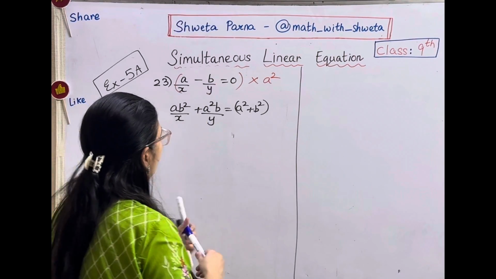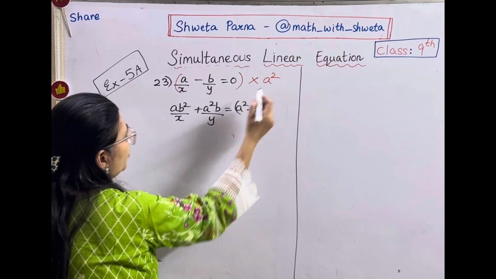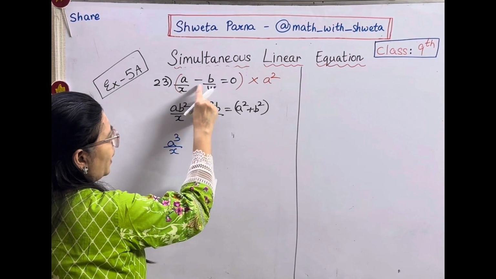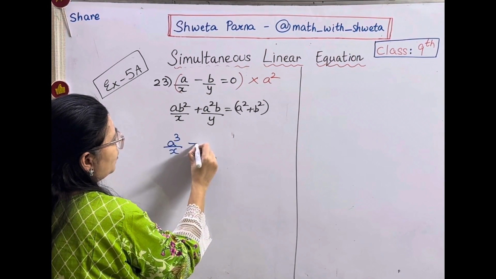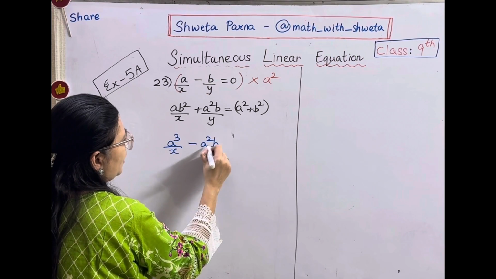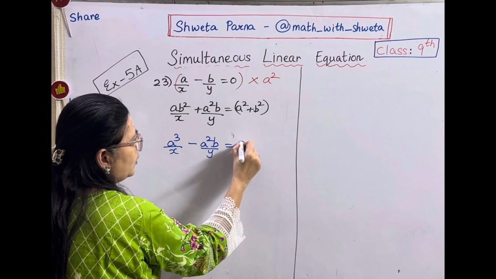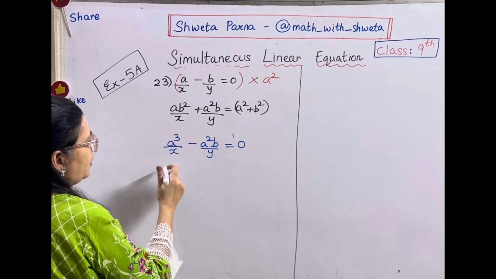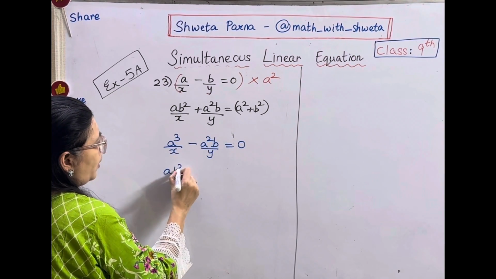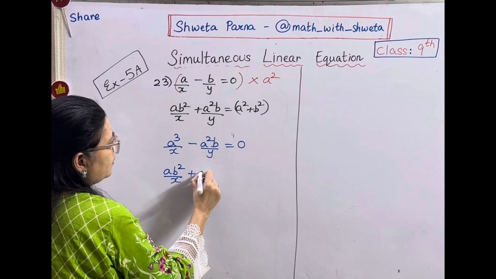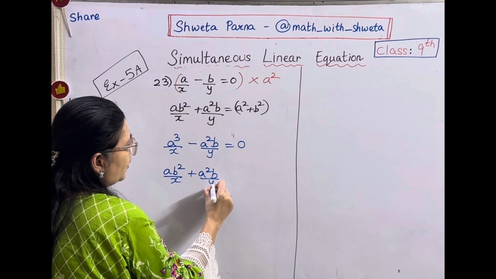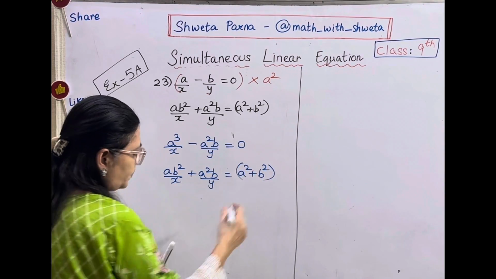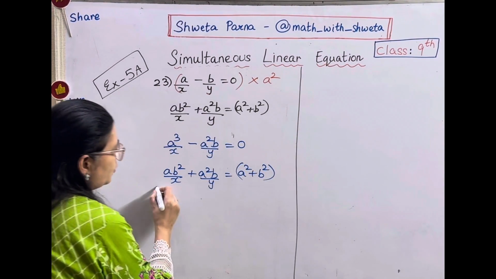So after doing it, what will you get? a into a square is a cube upon x, minus b into a square is minus a square b upon y, is equal to 0. Now this equation you will write the way it is. ab square upon x plus a square b upon y is equal to a square plus b square. Now what do you see over here?